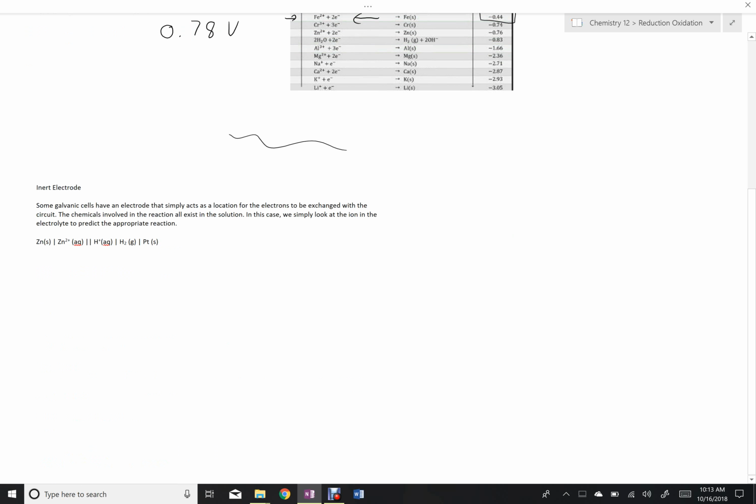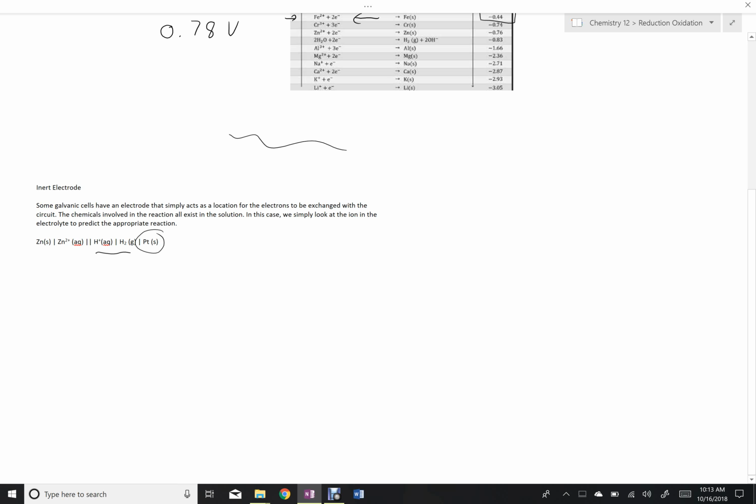Now, I don't want you to get confused if you see an example like this, where we have an inert electrode. An inert electrode simply acts as a location, maybe a catalyst, to allow the electron exchange between two things in the solution that are both participating in the actual reduction or oxidation, depending on what's going on in that. So here, platinum is inert. It's not actually getting used up. It's not actually participating in the reaction, but instead, it's just the location where the electrons are going to go or come from when H plus is reduced to H.